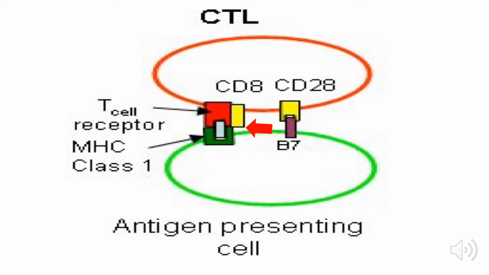So in extracellular antigens, antigen is recognized by CD3, part of the T cell receptor. Class 2 is recognized by CD4. In the case of class 1 MHC, antigen is still recognized by CD3, part of the T cell receptor, but the class 1 MHC is recognized by CD8. And CD8 is present in T cytotoxic cells.